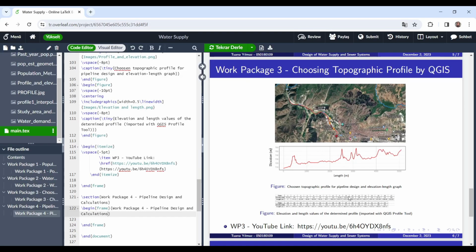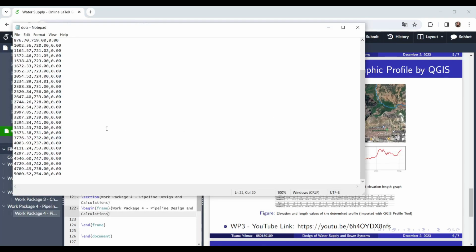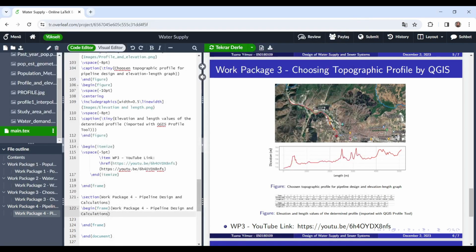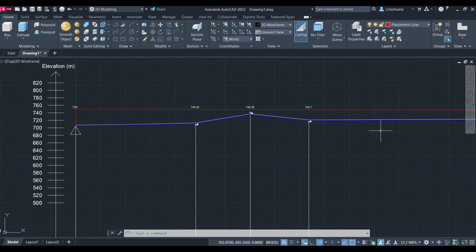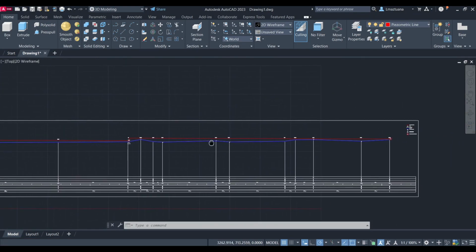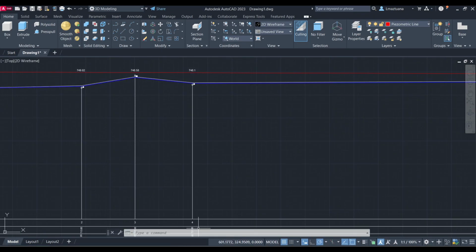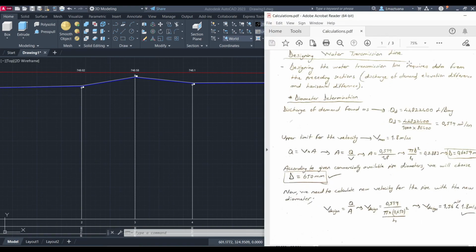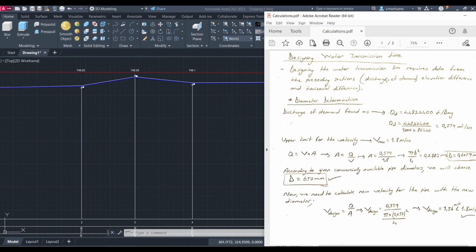Actually, we import this data in a TXT file. Before starting designing our pipeline in the AutoCAD, we need to import this data to the AutoCAD drawing sheet. And now we have some calculations.